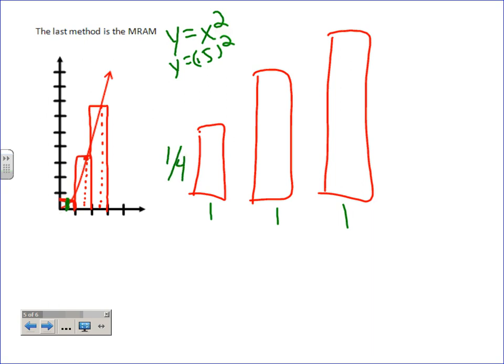So 1/4. Now for this second rectangle right here, what x value am I going to put in to figure out how tall it is? 3/2 is probably what I would type in, because 3/2 is easier to square. You square top and bottom, it's 9/4, right? And for the last rectangle, what value shall we put in? Why don't you take a second now and see if you can figure out on your own how tall that last rectangle is here. Don't shout it out, though.